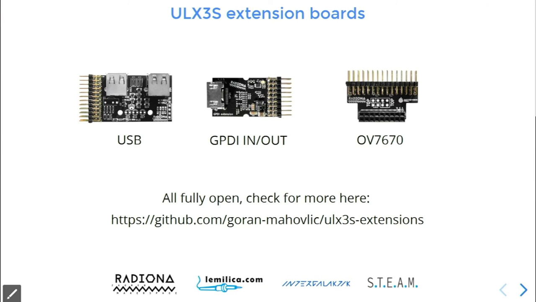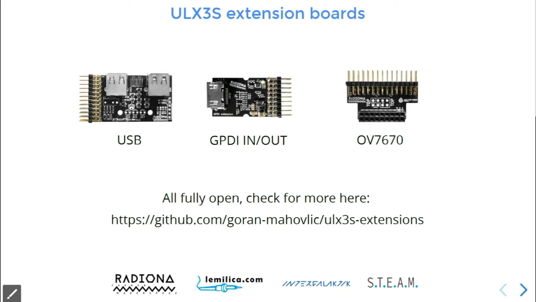We have also designed a lot of open extensions for the UMXPS, and we are currently selling three of them. First is the USB extension that gives you two additional USB host ports, as for some projects you will need mouse and keyboard, or even joystick. GPDI can be used for additional GPDI output. It can also be used as DVI input.